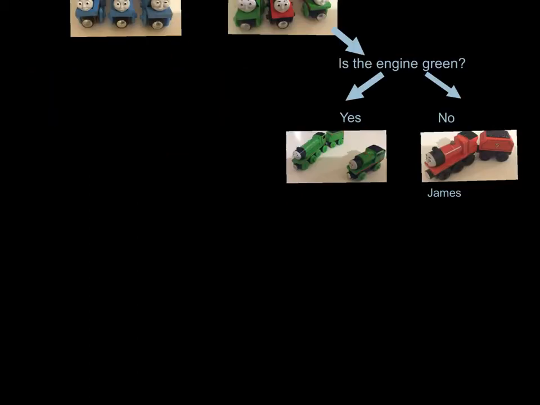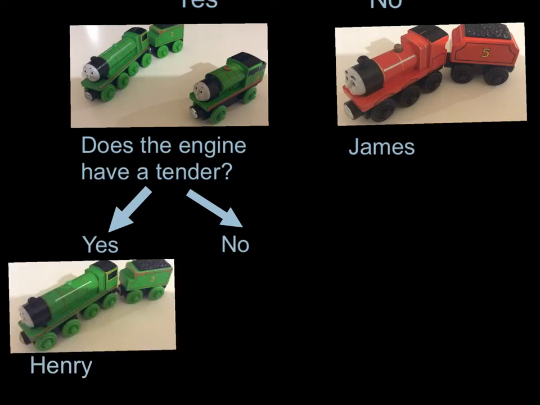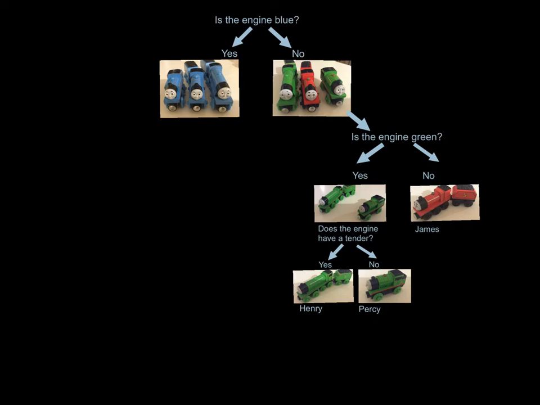Now it's time to figure out the difference between the 2 green engines. One of them has a tender, which is the trailer with coal behind it, and the other doesn't. So we use that as our question. Again, the question has a yes or a no answer. It either does or it doesn't. If the engine does have a tender, it's known as Henry. If it doesn't, it's Percy. So now we have figured out 3 of our 6 little engines. We know James, we know Percy, and we know Henry.